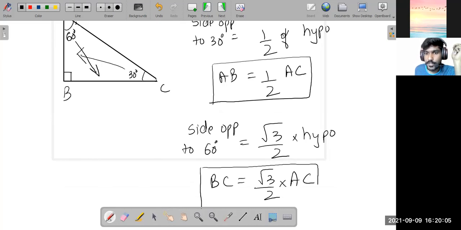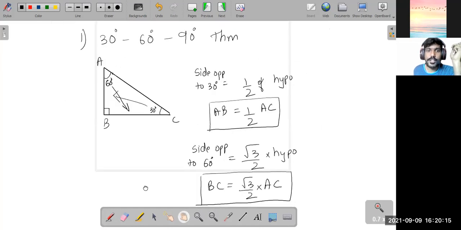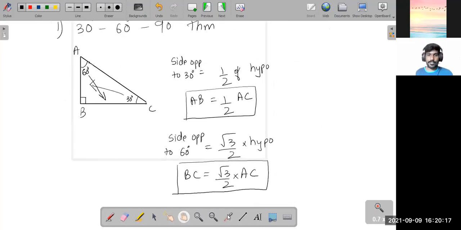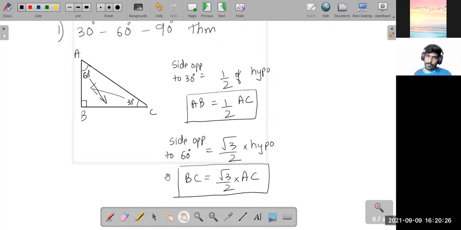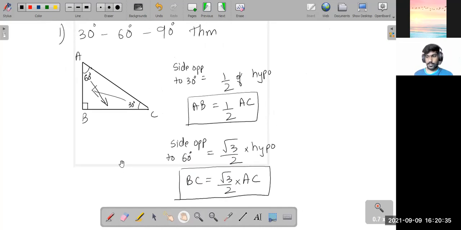These are the two very, very important properties that you have to keep in mind. The side opposite to 30 degrees is half of the hypotenuse. The side opposite to 60 degrees is √3 upon 2 times the hypotenuse. Have you understood this? Should I write this down? Yes. Okay.